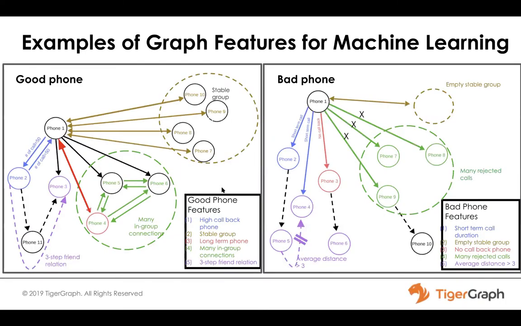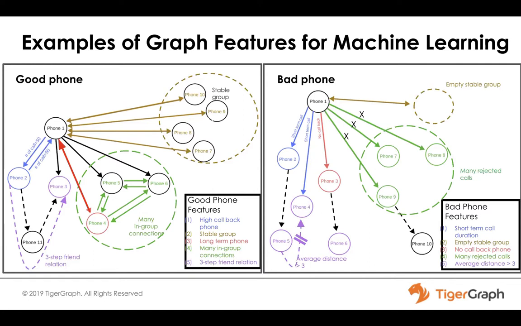So I want to mention a few examples of the graph features for this use case. We mentioned that there were about 118 graph features, and I'm just going to dive into a few of them here. Let's look at how TigerGraph identifies features by analyzing the relationships among the phones to see whether it's a good phone or a bad phone.